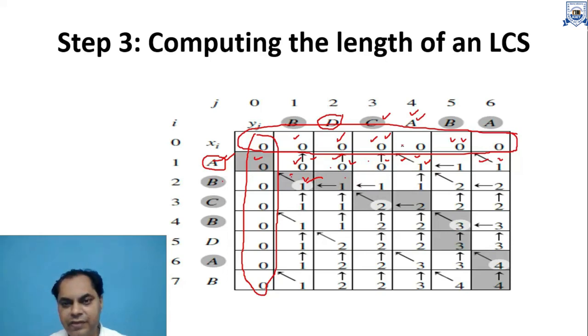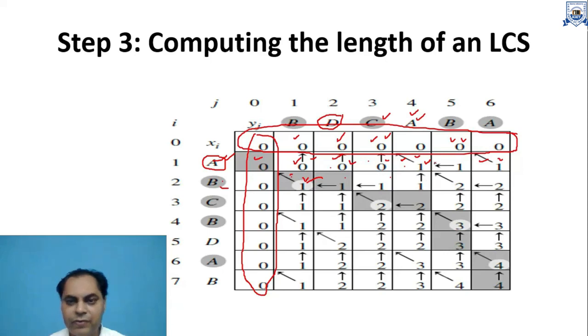Now this time compare this A and this B. Both are not equal, then we have to do a comparison, this value and this value, both are equal. If it is equal, then we have to use the upper one, so we have to write 1 and the appropriate arrow.